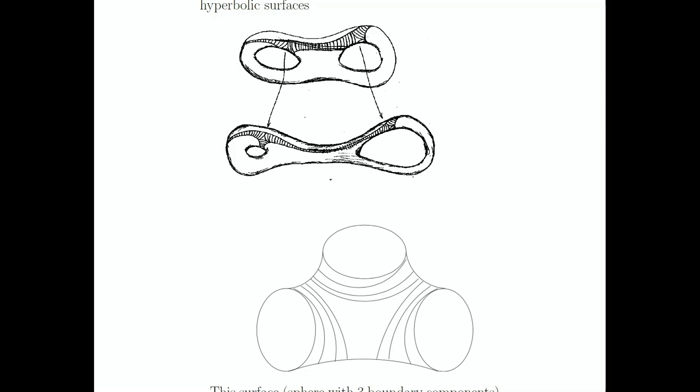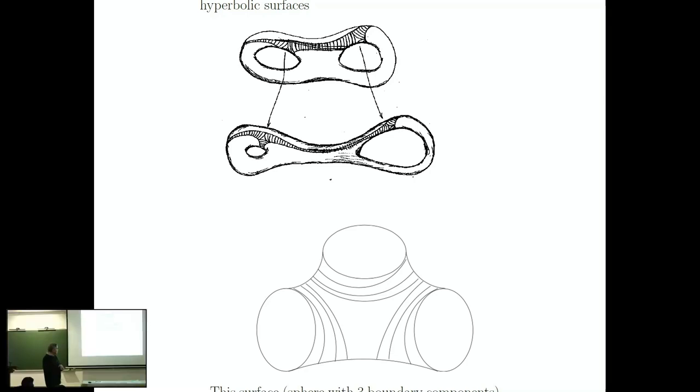For instance, this is a surface which is a sphere with 3 holes. If I look only at the topology and glue 2 of them, I get a surface with no boundary and with 2 holes like this, a surface of genus 2. Now this one, maybe it's easier to see.